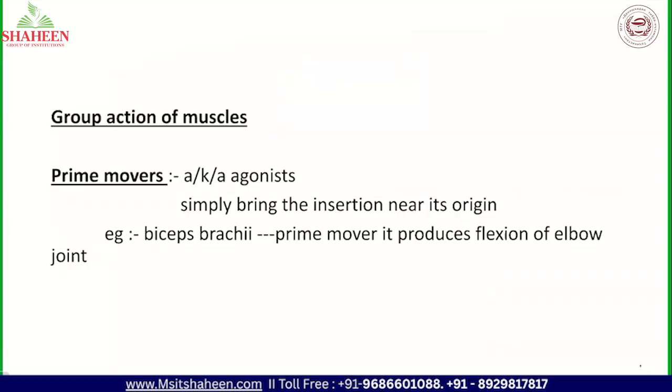So prime movers, what is meant by a prime mover? They are known as agonists. Prime movers are agonists. They simply bring the insertion near its origin. For example, biceps brachii.